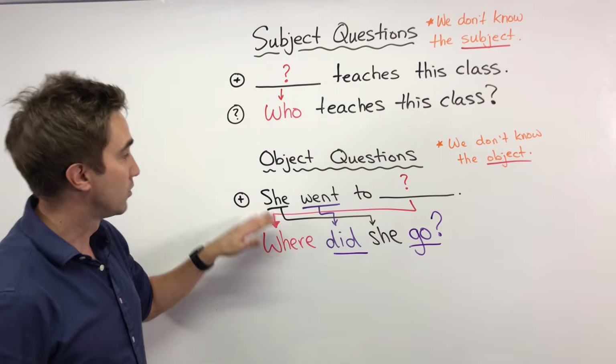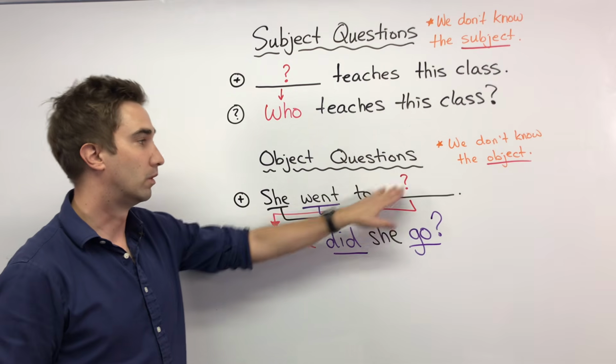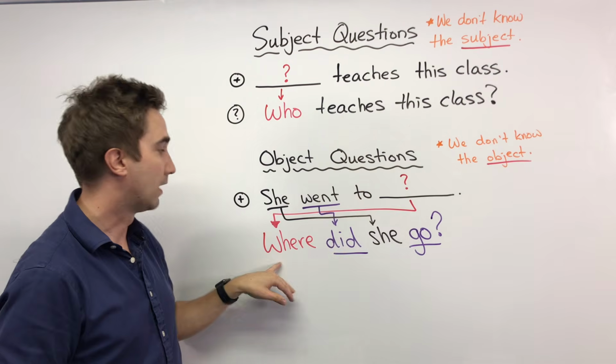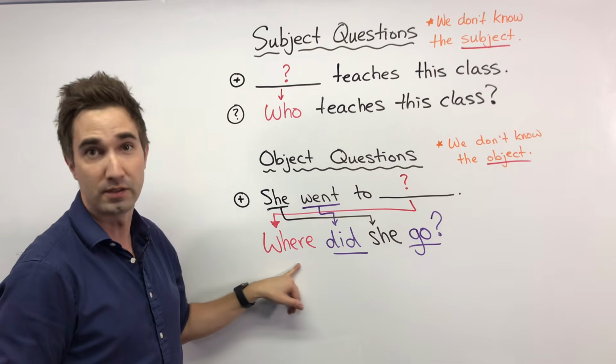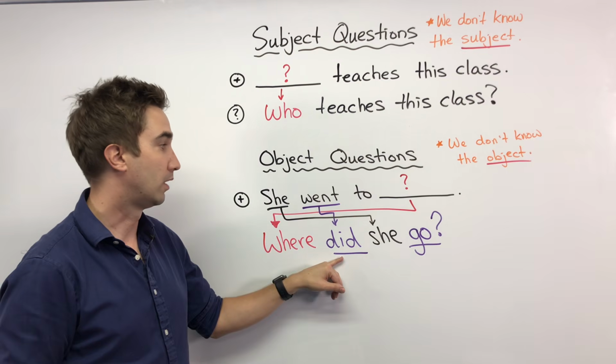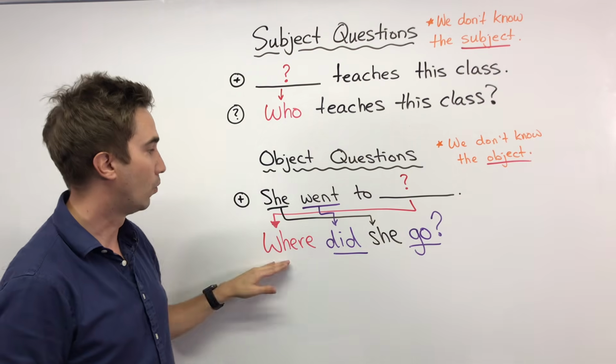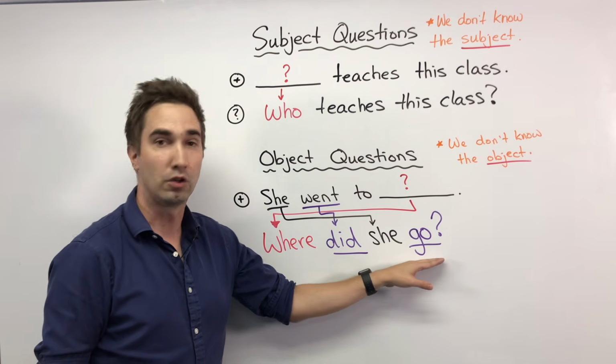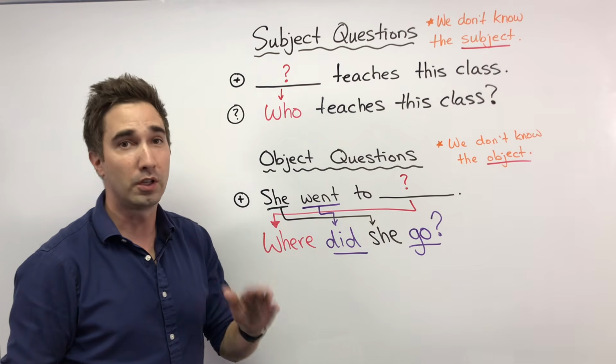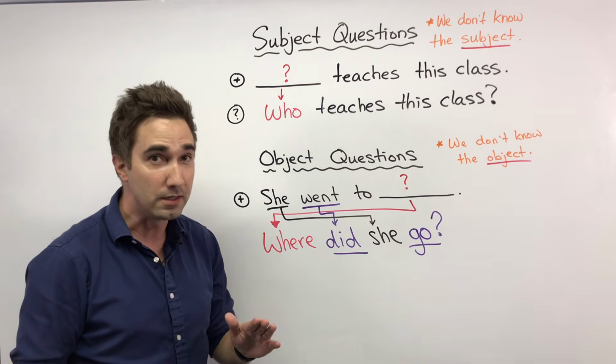Okay, so we look at she went to a place. We have to use where as the question word, and then we have to change went to did go. So, where did she go? Now, this looks really hard, but it's actually really easy.